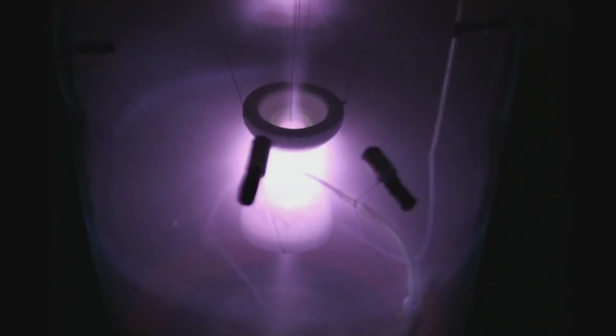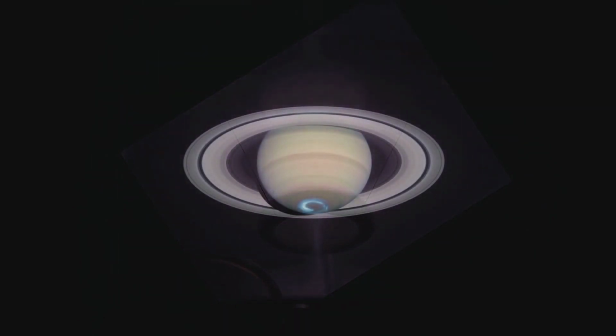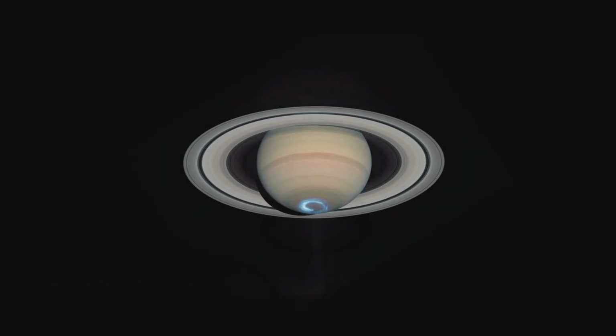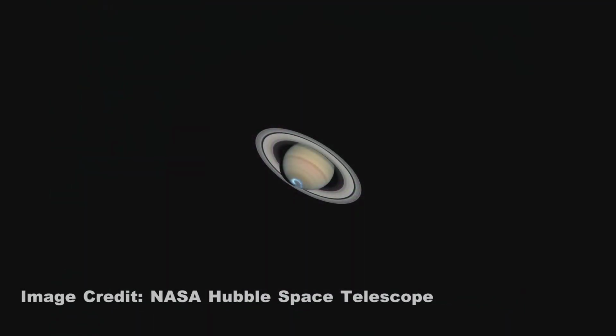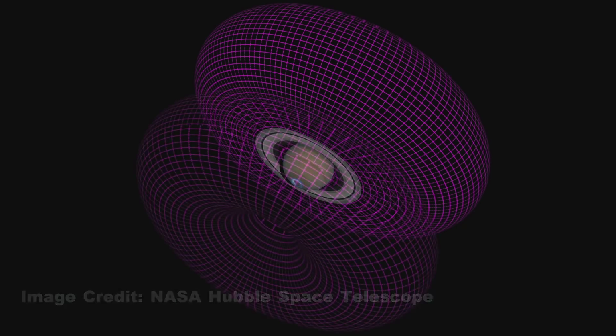Then we can see that the primer field theories also clearly show the true reason behind the polar auroras on Saturn. Shown here is the basic magnetic field structure that exists around Saturn.